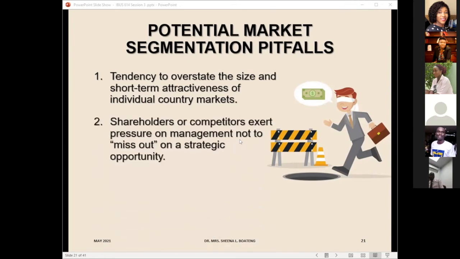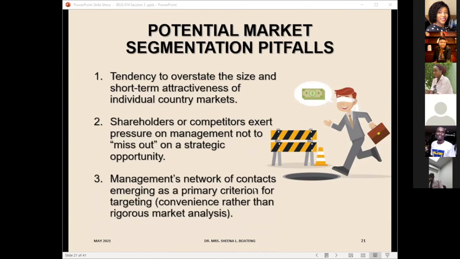Now, another problem is that shareholders or competitors sometimes exert pressure on various firms to make certain strategic moves in foreign countries, even when they know they are not ready. And because of that, marketers have to be very careful when it comes to opportunities that they see other competing firms taking advantage of that they believe they may be missing out on. Because you may target a segment not necessarily because you have the potential or ability to do so, but because your competition has made a move and you cannot afford to be a sitting duck. That's the wrong reason to target a particular segment.